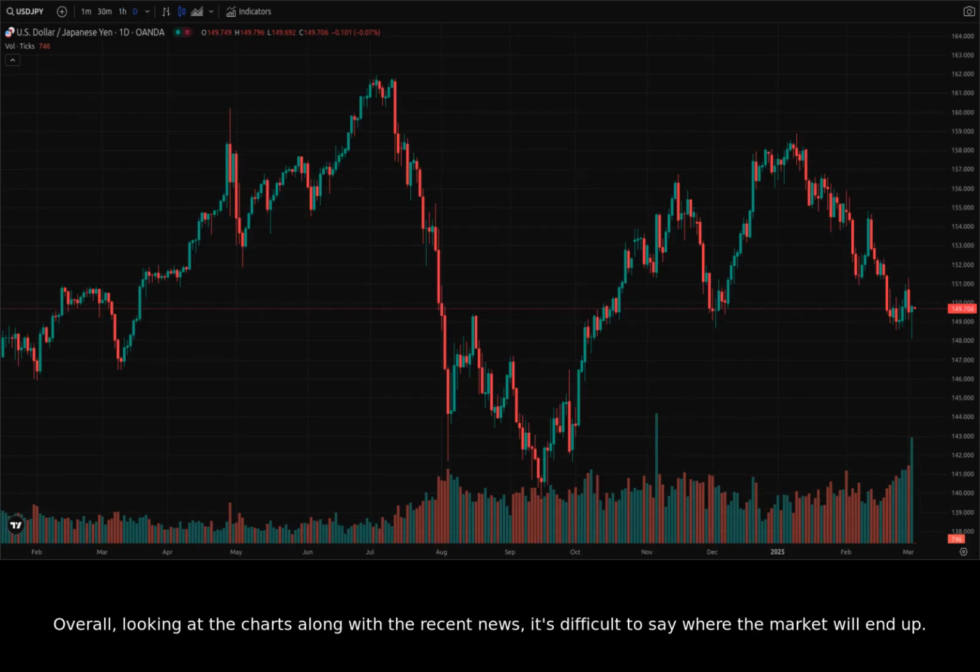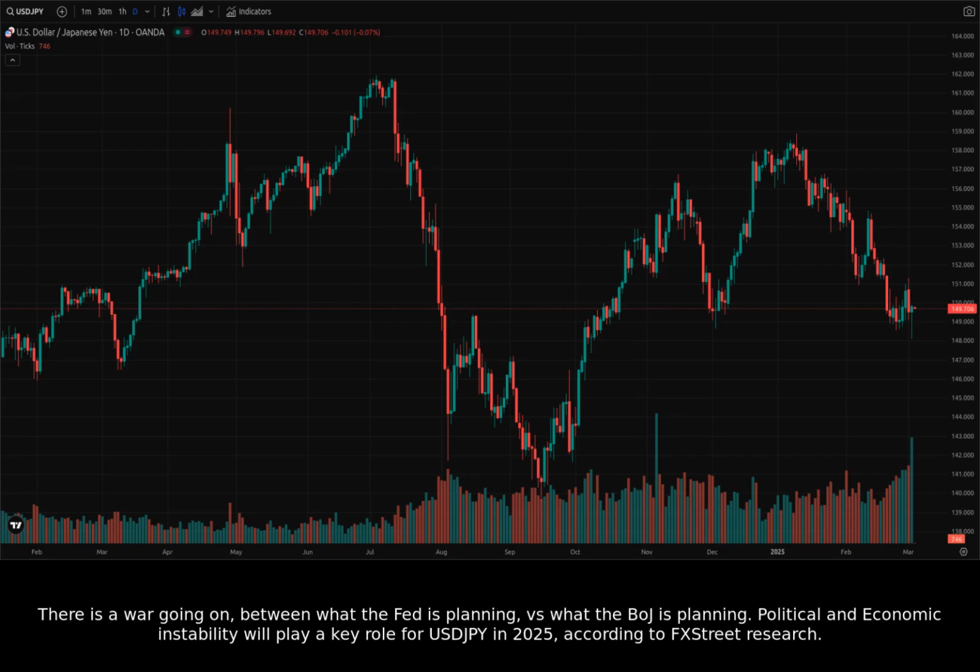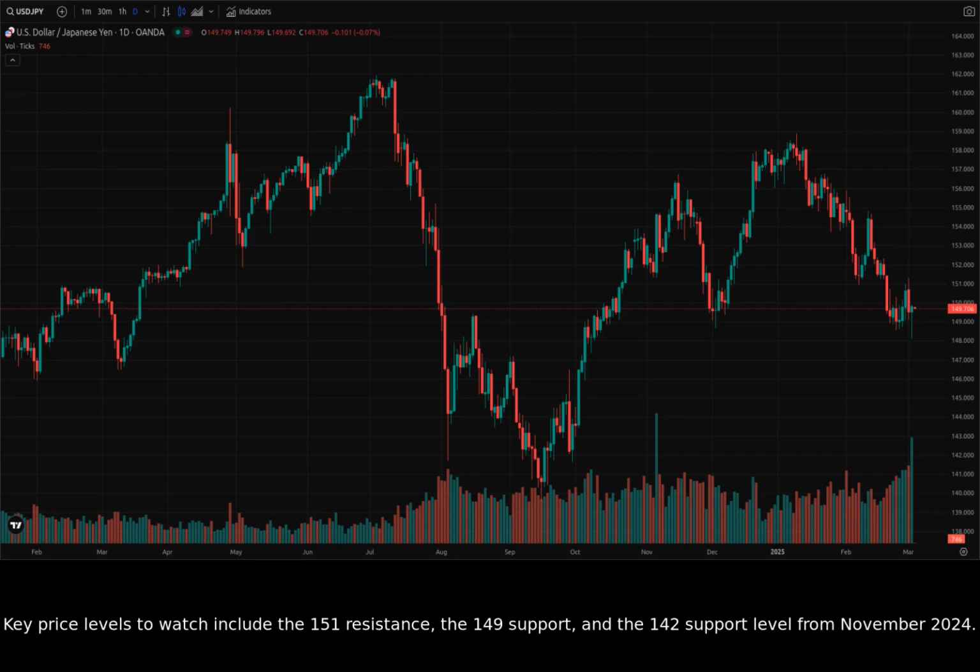Overall, looking at the charts along with the recent news, it's difficult to say where the market will end up. There is a war going on between what the Fed is planning versus what the BoJ is planning. Political and economic instability will play a key role for USDJPY in 2025, according to FX Street Research. Key price levels to watch include the 151 resistance, the 149 support, and the 142 support level from November 2024.